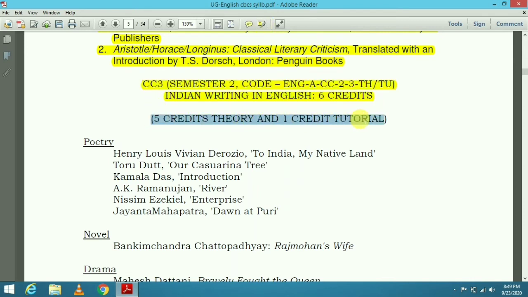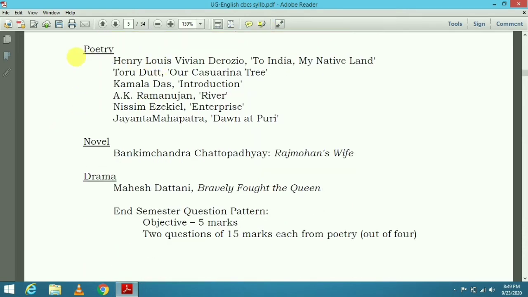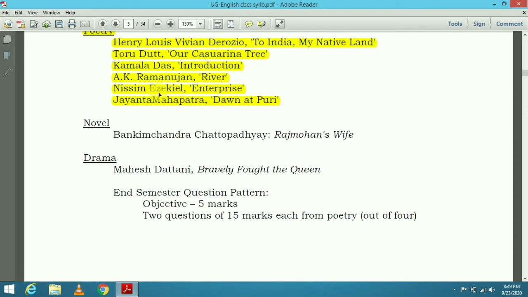5 credit theory and 1 credit tutorial, the same as the previous papers. Now here under the poetry section you have Henry Louis Vivian Derozio's To India, My Native Land, Toru Dutt's Our Casuarina Tree, Kamala Das's An Introduction, A.K. Ramanujan's River, Nissim Ezekiel's Enterprise, Jayanta Mahapatra's Dawn at Puri. All these poems are really good, and I will help you with all of them.